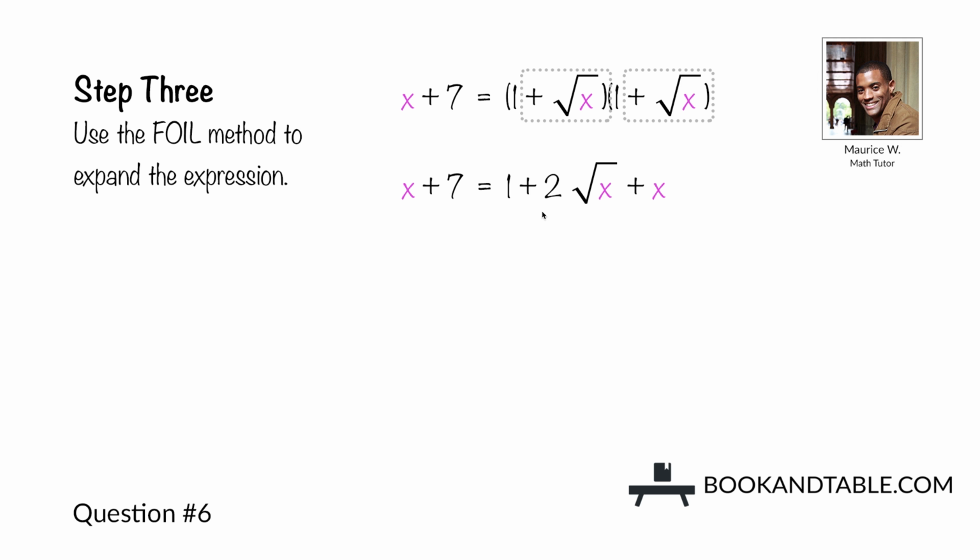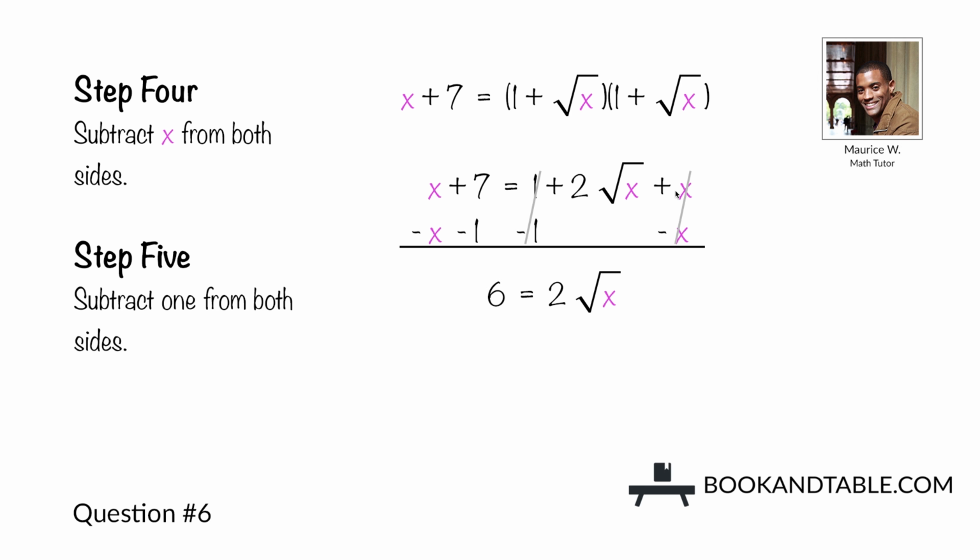So with that, we have now removed our first radical. And now we want to isolate this second radical. So we want to subtract 1 from both sides and subtract x from both sides. So we're just left with this radical on the right side. So step 4, subtract x from both sides. And step 5, subtract 1 from both sides. X minus x gives you 0. 7 minus 1 gives you 6. So after that, we are left with 6 is equal to 2 times the square root of x.